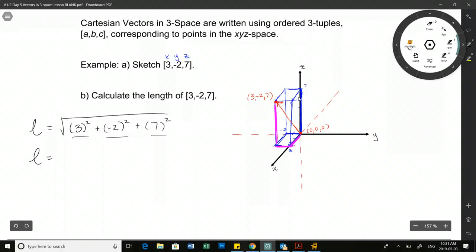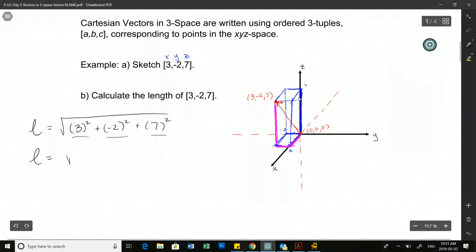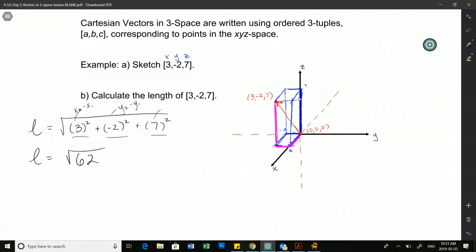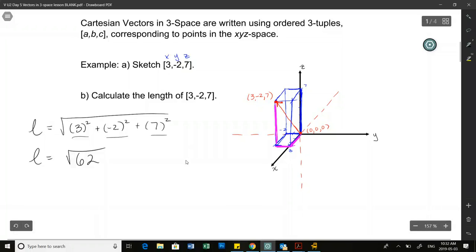Wait, so if it wasn't starting at the origin, where would you start? Yeah, so you would be doing x2 minus x1, and then y2 minus y1, and so on, z2 minus z1. But we always express vectors as if they start at 0, 0. So what you would just have to do first is find the vector, and then you can do it regularly, like how we're doing it here. You essentially do x2 minus x1, y2 minus y1, and z2 minus z1, so you're doing it either way, technically. Okay, so you should get root 62 for this.